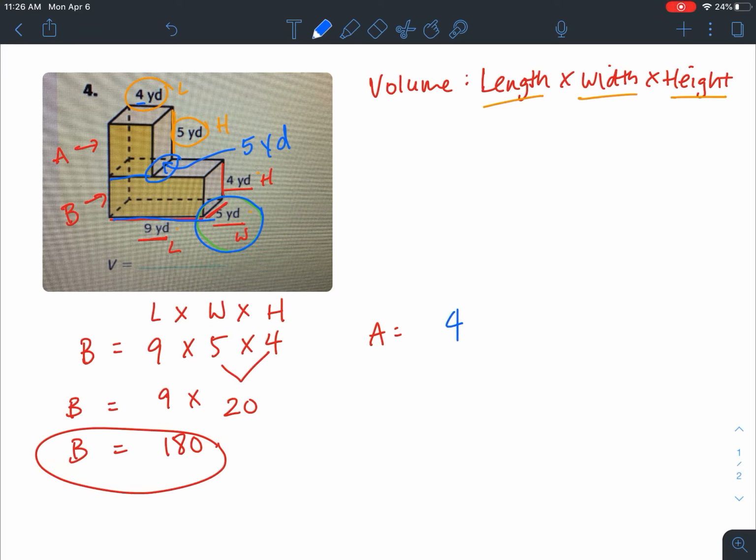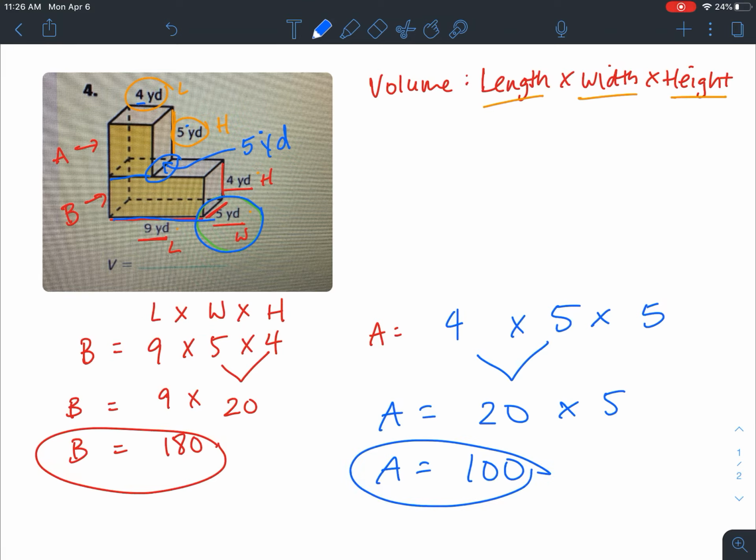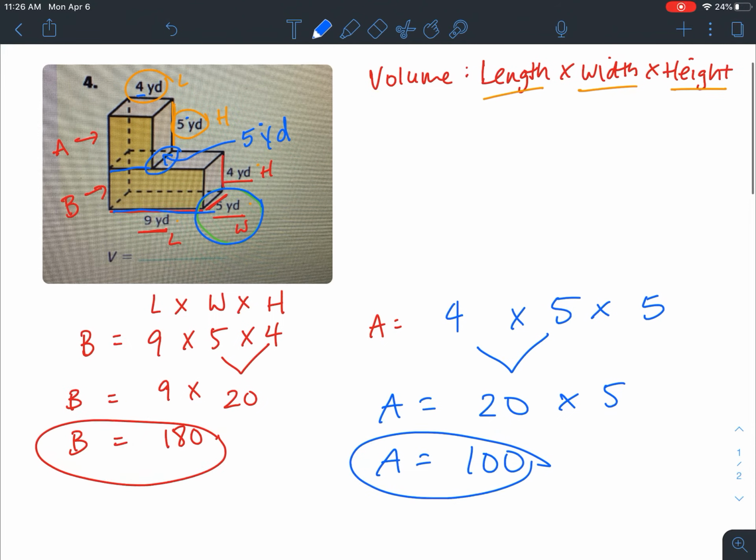So our length was 4, our width we just found is 5, and our height is also 5. Don't get confused. This 5 means the height. This 5 is the width. So if we were to find the volume of rectangular prism A, that would be 4 times 5, which gives you 20, times 5, which would then just give you 100. So the volume of rectangular prism A is 100, and the volume of rectangular prism B is 180.